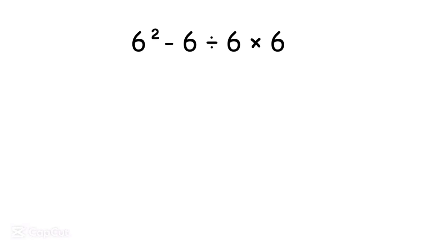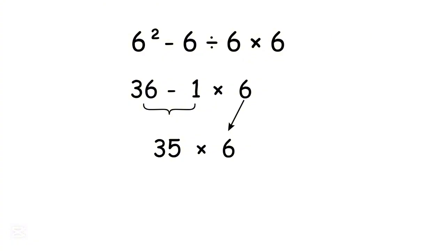6 squared minus 6 divided by 6 times 6. Easy. 6 squared gives us 36. And 6 divided by 6, which equals 1, and this times 6 as it is. Okay, in next step, 36 minus 1 equals 35.